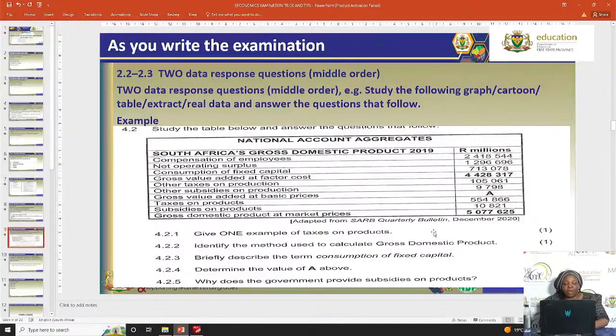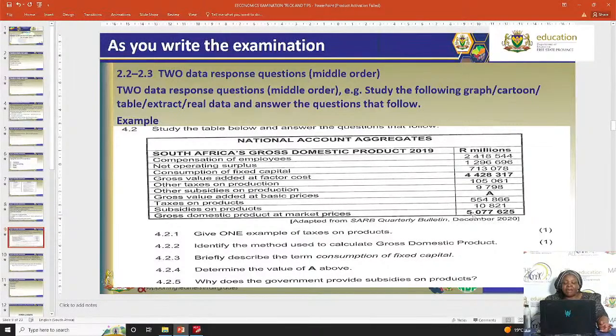For an example, I'm looking at the one that is before me here, where they say, give one example of taxes on products. Now you are thinking, remember you have taxes on products, taxes on production. Be sure what you are responding to, then you give the example. Therefore, if we talk about VAT, is that on products? Yes, and so on. Now we also have identify the method that was used to calculate. In such questions you can relate to your data. The answer is not there, but you can see there's compensation of employees. So which approach is this one? Where the factors of production have earned some income, and therefore it's an income method.